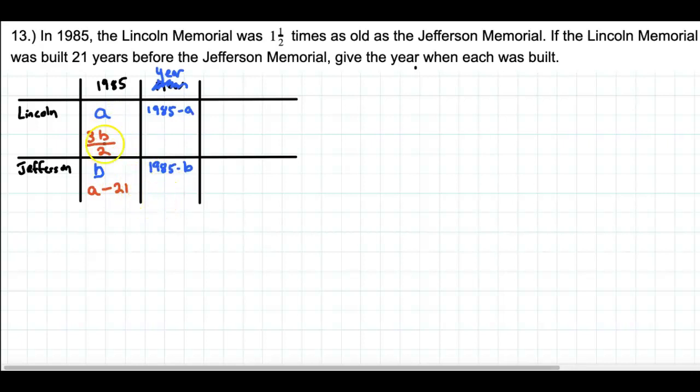Okay. Well, I think we can set up some equations here pretty easily. So we've got A is equal to 3B over 2. Okay. And I've got B is equal to A minus 21. Let's think. What would be efficient is if I isolated A and then substituted it back in here. I think that would be ideal.